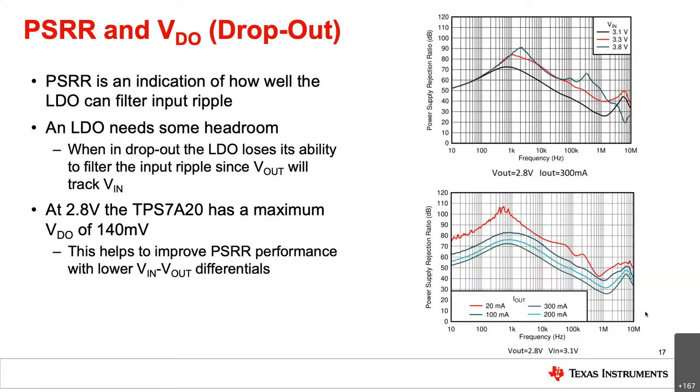But why is this important? As electronics start to become smaller, we're seeing the trend of improving performance in a lower power state, whether that be lower voltages or lower output current or both. As you can see, when the input voltage of the LDO starts to decrease, the LDO will lose its ability to filter the input ripple, since output voltage will start to track the input voltage. And this is just because the pass FET will be moving from the saturation region to the linear region. The figure on the top right actually depicts this behavior at 2.8 volts with varying input voltages. And you can see as it gets lower, it starts to filter out less.